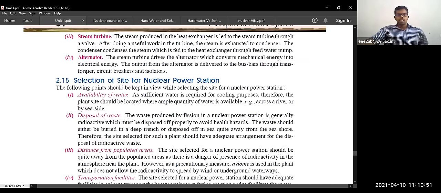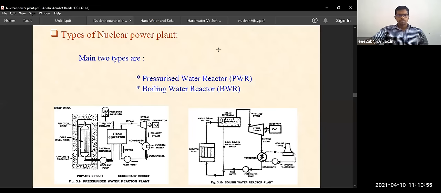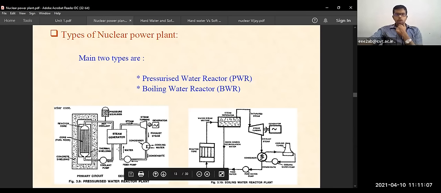So next topic. Now we'll go to the two types of nuclear reactor. I said the pressurized water reactor (PWR). That is what we have seen now, the coolant we are using now. Pressurized water is being given to that heat exchanger, so that is called the pressurized water reactor.